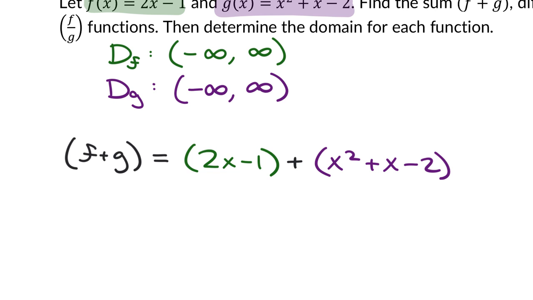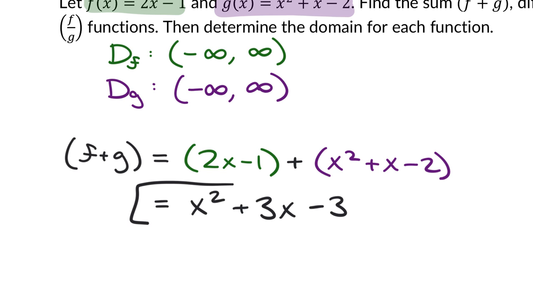Yeah. So if we start to combine these, the parentheses are extra because nothing changes sign here. So we're going to combine like terms. How many x squareds do I have? Just one. How many regular x's do I have? 3. And how many constants do I have? Negative 3. This is f plus g.